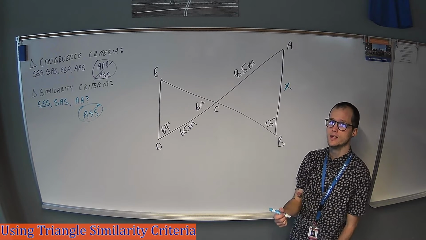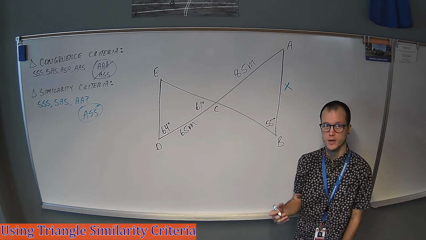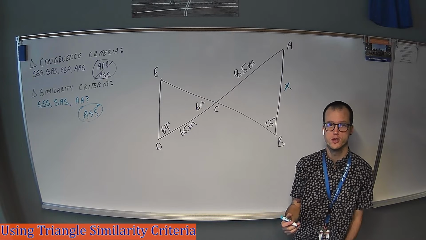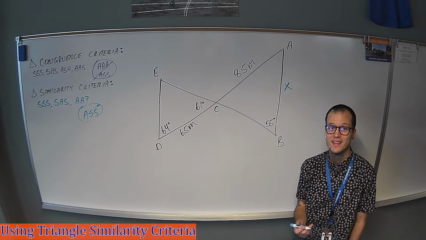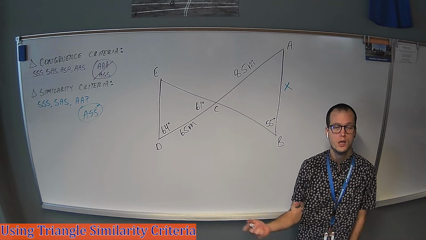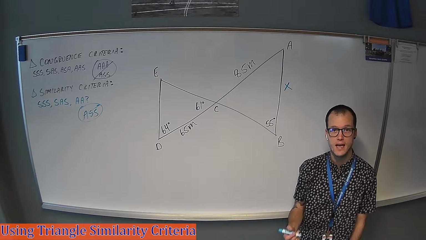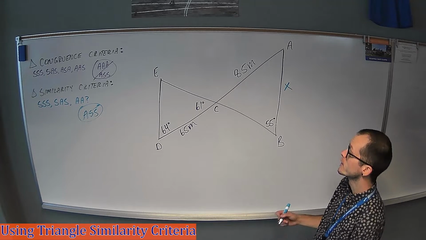A few things that we need to do here. First, we need to show that these triangles are similar. If they are similar, then we can use some of the ratios and proportions. If they're not similar, then we've just hit a dead end. There's nothing we can do. We don't have the tools to find anything if they're not definitely similar. So our task is to show that they're definitely similar. Let's give it a go.